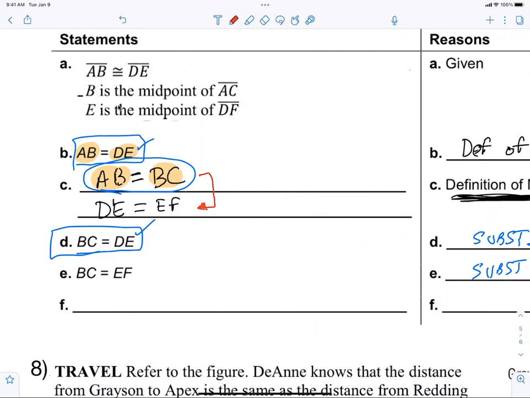So which one is being replaced? Hold on a minute. Now I'm looking here, right? B, C, and EF, right? Now I'm looking here, right? So DE is being replaced with what? Yeah. DE is being replaced with EF.